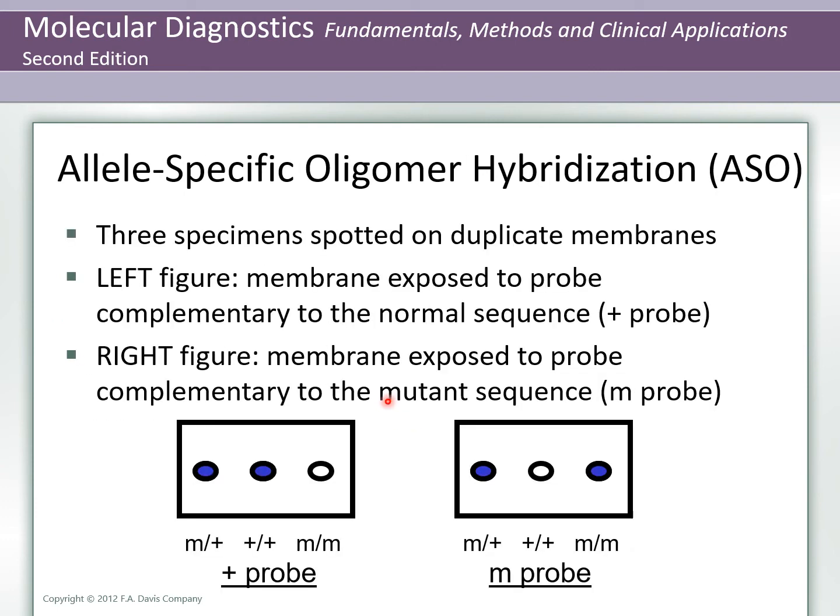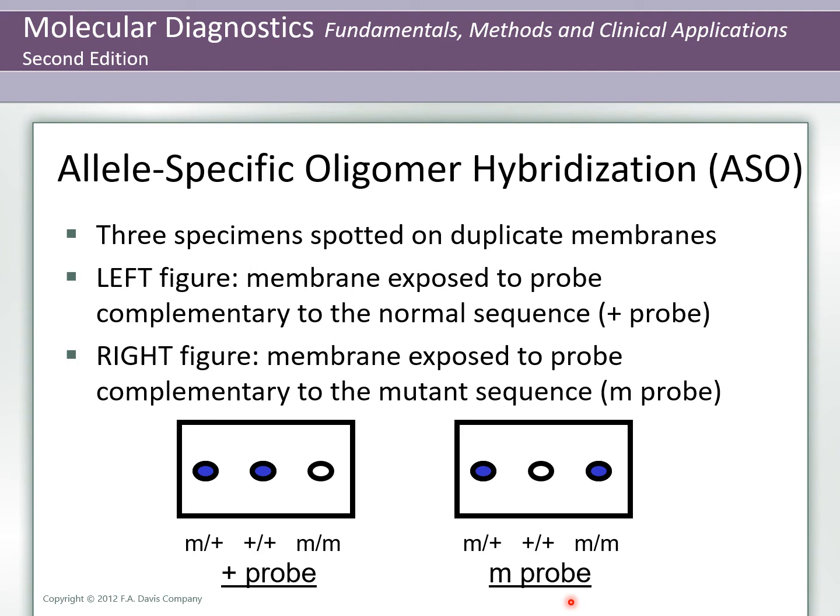Here is an example of allele-specific oligomer hybridization. So 3 samples are spotted on 2 membranes. One membrane is probed with a labeled oligomer of the normal sequence, indicated on the left as the positive probe, and the other with a labeled oligomer containing the mutation, the M probe, indicated on the right.